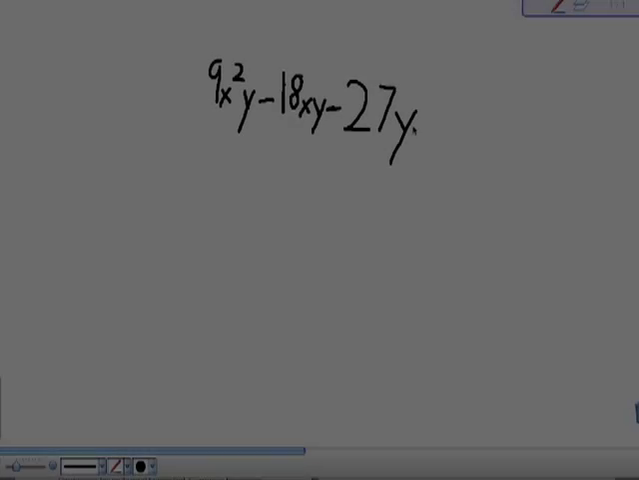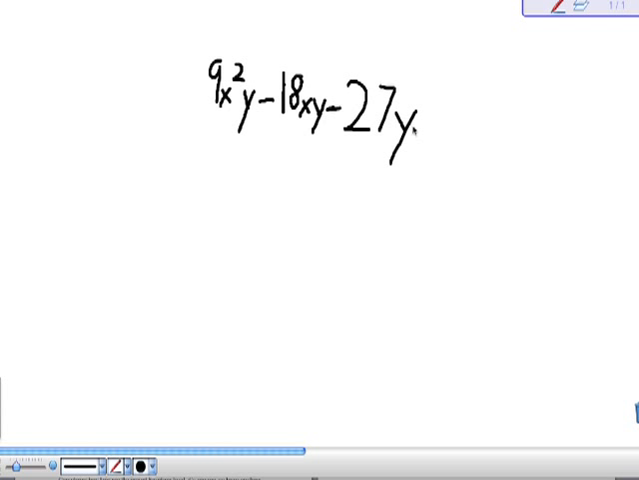Alright, so here we have the problem and they ask us to factor. Here we have 9x squared y minus 18xy minus 27y. Now looking at this, we can see that there's something common that all of these terms share. They all have a y, and they all can be divisible by 9, because 9 goes into 9 once, 9 goes into 18 twice, and 9 goes into 27 3 times.